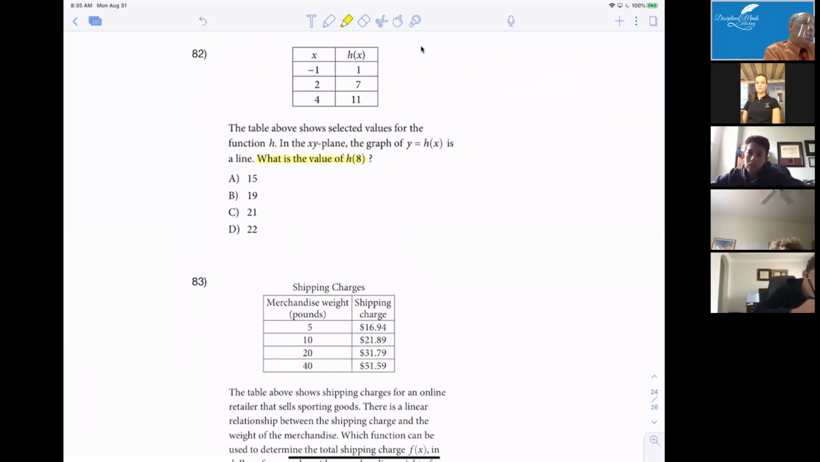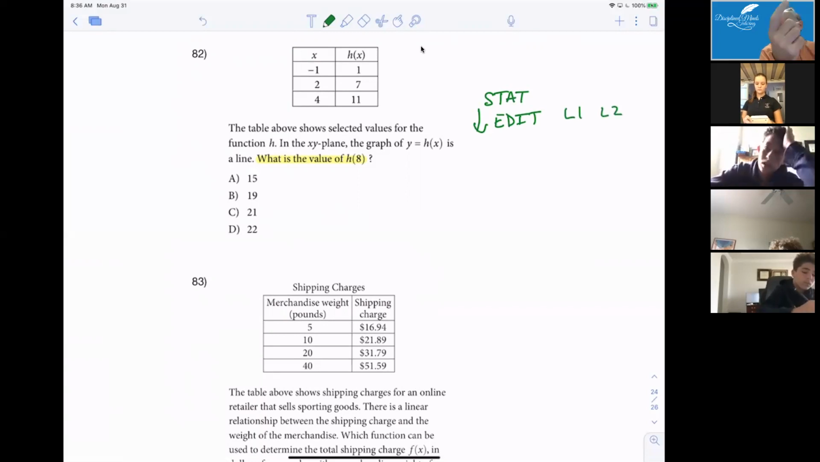Here we go. I want everybody to hit the stat button on their calculator. After you hit stat, there's a list of things we want to edit. So hit edit. Then L1, L2, L3, L4, L5. We only want L1 and L2. Now, if your calculator doesn't have L1 and L2, we just have to reset your calculator. But L1 is going to be the what? The X values, and L2 is going to be the what?